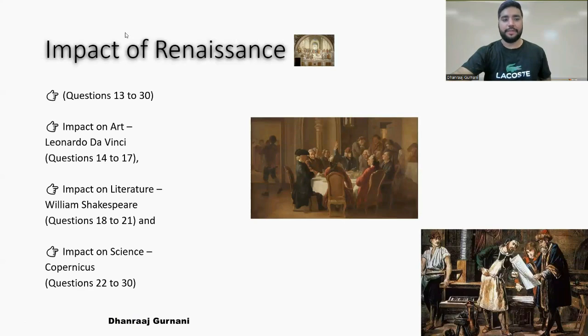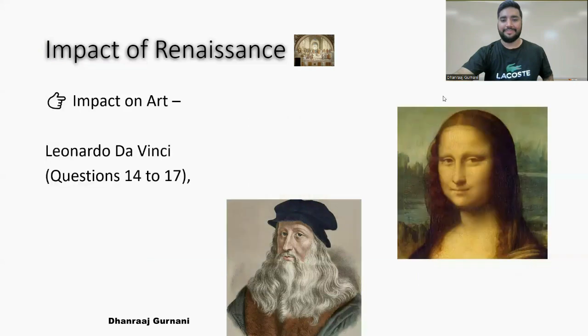Moving to the next part of the chapter, impact of the Renaissance. This is the second part of the chapter. Impact is from question numbers 13 to 30. You'll be studying impact under three categories: impact on art, literature, and science, and renowned personalities in each department: Da Vinci, Shakespeare, and Copernicus. Let's see impact on art, questions 14 to 17, including studying Leonardo da Vinci.